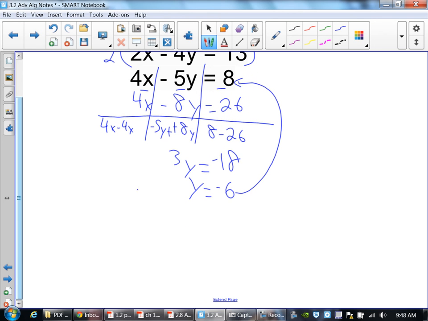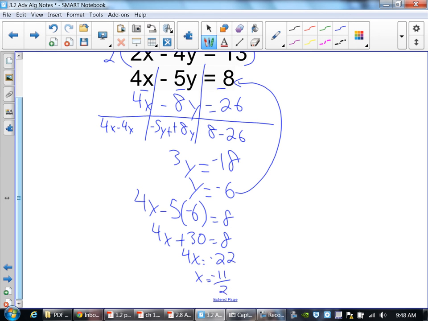So you have 4x minus 5 times negative 6 is 8, so plus 30. And subtract 30, what do we get? Negative 22. So x is negative 11 over 2.